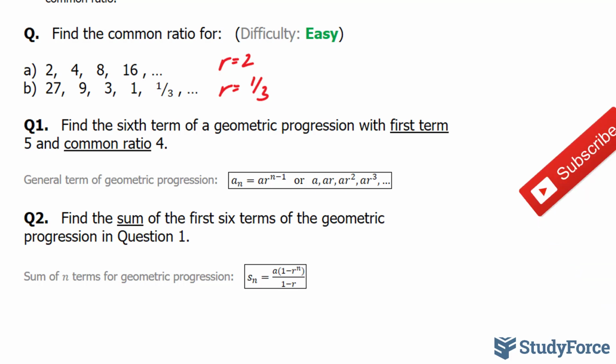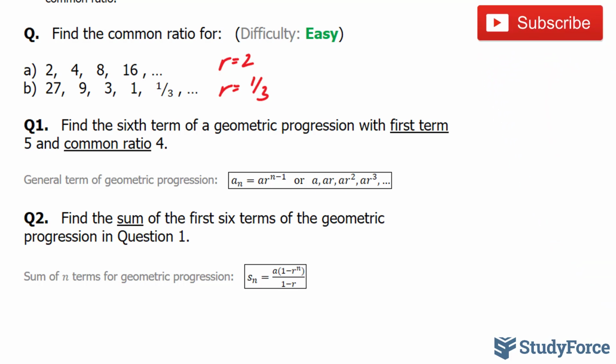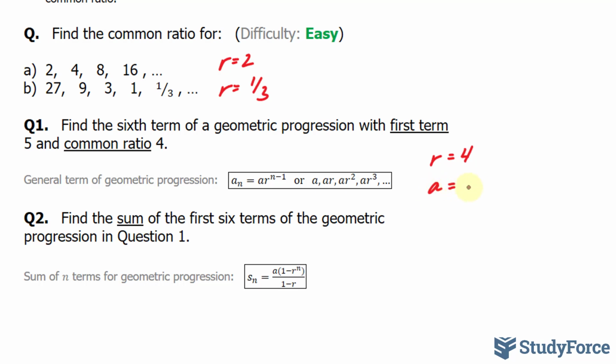In question 1, we're asked to find the sixth term of a geometric progression, with the first term being 5 and the common ratio is 4. So we'll say r is equal to 4. We are told that the first term is 5, so we'll represent a as 5. And we're looking for the sixth term, so n is equal to 6.